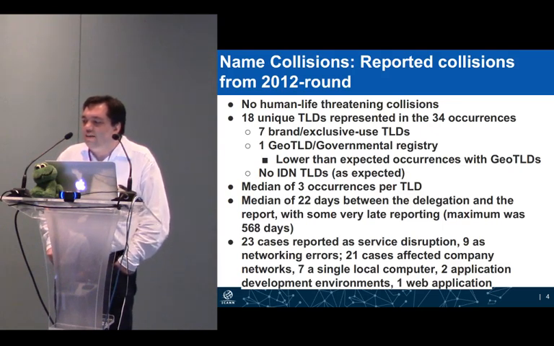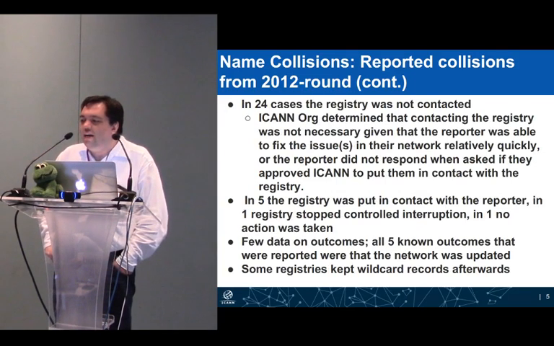We had about 22 days median between delegation and when it was reported to ICANN, but some of those took very long to report, almost 2 years, though mostly they were fast enough to occur during the controlled interruption period. There were some disruptions, some effects on web applications that you can look at. In most cases, the registry was not contacted. You can read all about it later.